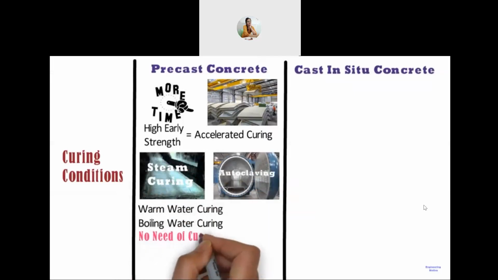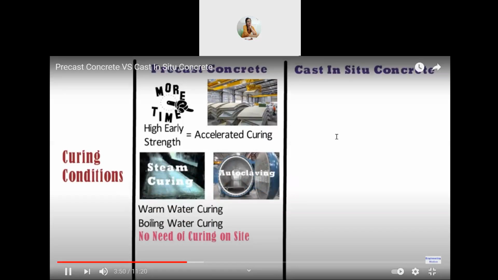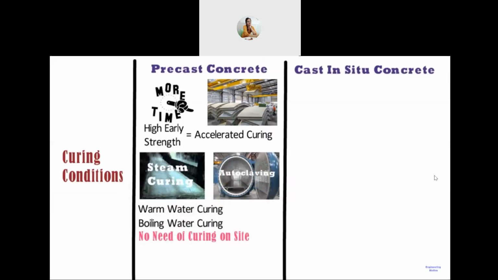Hence, there is no need of curing on site after erection of members, as members are already cured in factory for desired days. Precast members can be installed immediately with no need of waiting for it to gain strength and modularity like cast in place. Therefore, it saves time and also reduces the cost of construction.